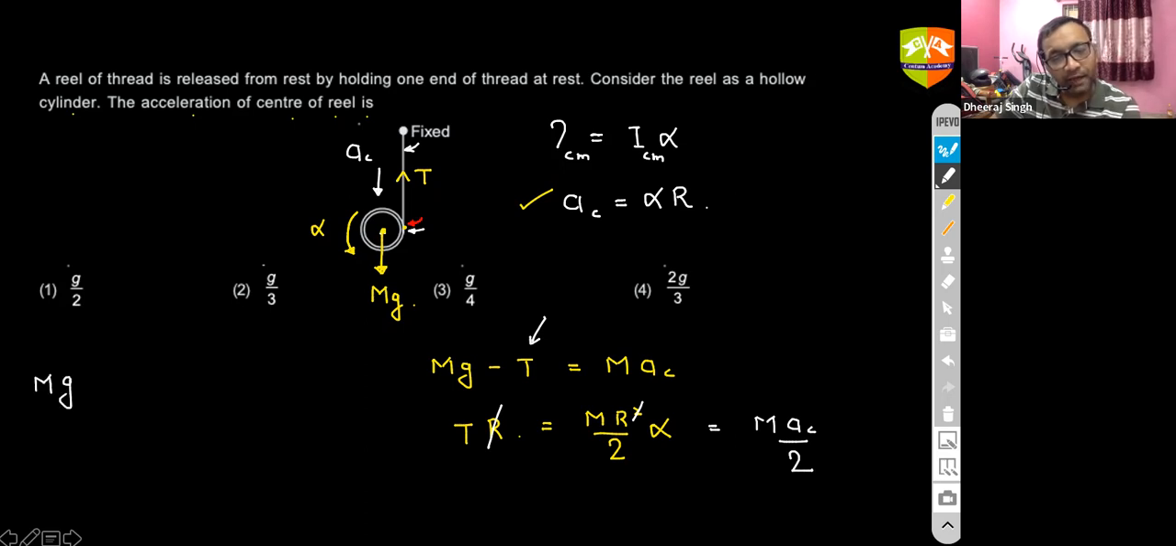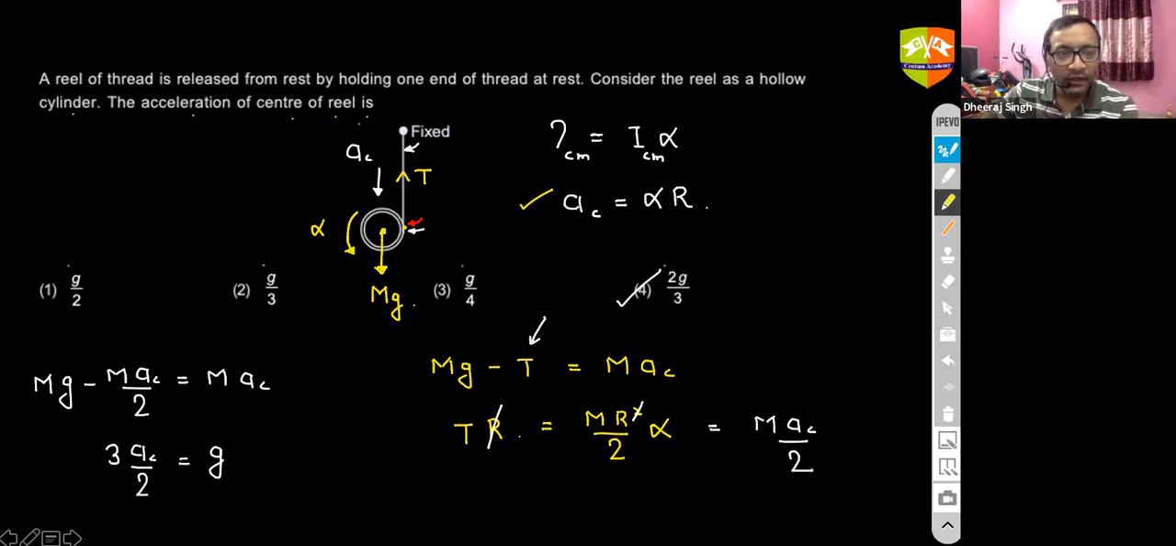So MG minus M AC by 2 is equal to M times AC. So 3AC by 2 is equal to G. And you don't need to now write that AC is 2G by 3. You just tick option 4. Fine. Got it? Is it clear to all of you? While you are in the examination hall, there are some students who could write this and then directly tick the answer. You don't need to write all these steps in the examination hall. While practicing, you should.